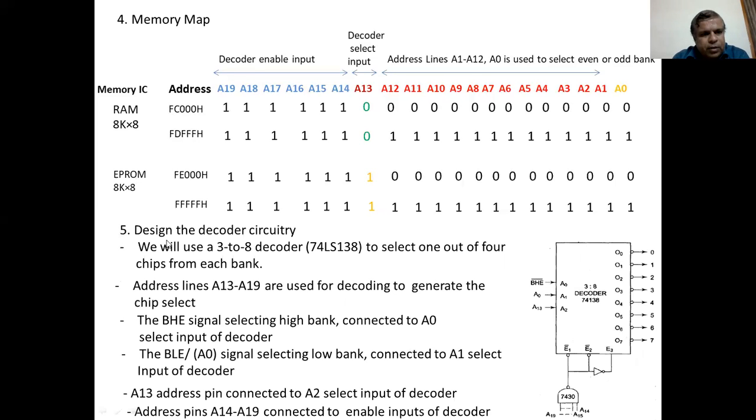Then the fifth step, we have to design the decoder circuitry. Since you have to select 4 memory devices now, we'll use a 3 input and 8 output decoder, a 3 to 8 decoder, whose IC chip number is 74LS138, to select 1 out of 4 chips from each bank. So this is the decoder circuit. It has 3 select inputs A0, A1, A2, and 3 enable inputs E1 bar, E2 bar, E3, and 8 outputs.